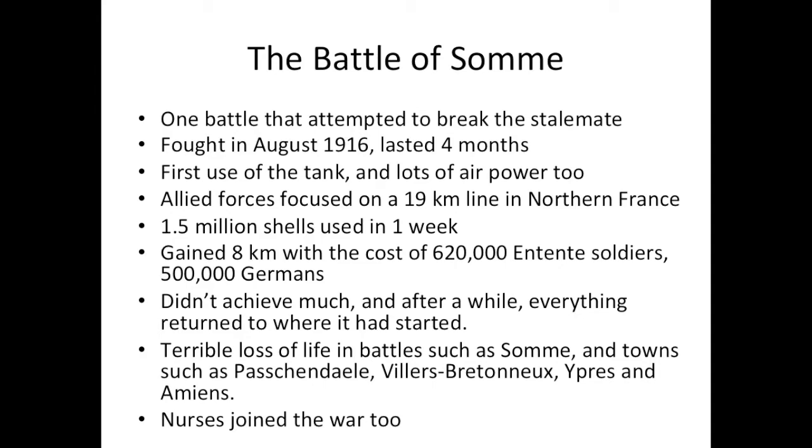They used 1.5 million shells in 1 week and gained 8 kilometers with the cost of 620,000 Entente soldiers dead or injured, with Australia being involved, and 500,000 Germans dead or injured. However, it really didn't achieve much, and after a while, everything returned to where it had started. There was terrible loss of life in battles such as the Somme, and towns such as Passchendaele, Villers-Bretonneux, Ypres, and Amiens. Even the nurses joined the war.